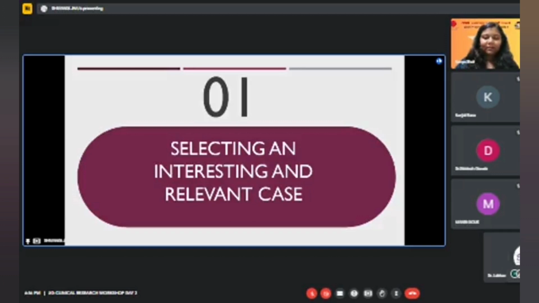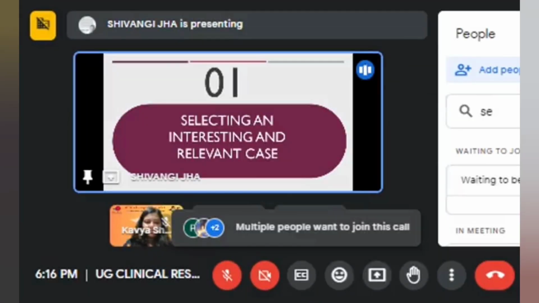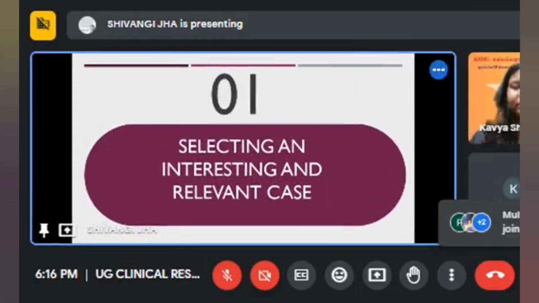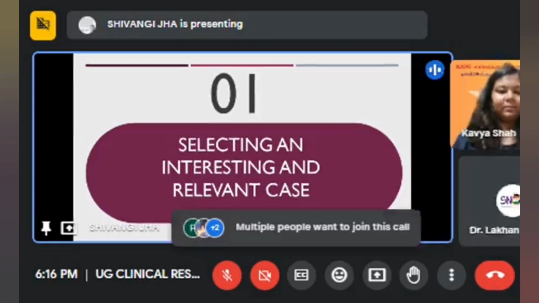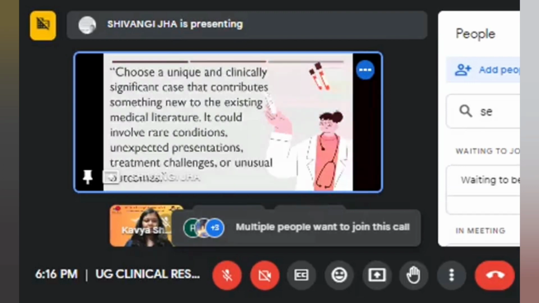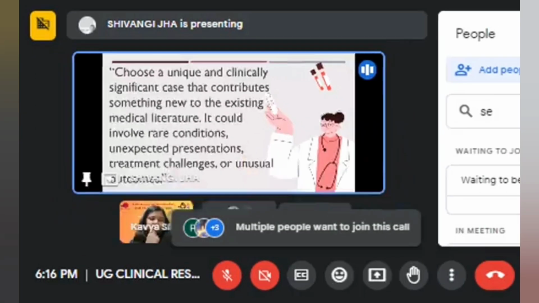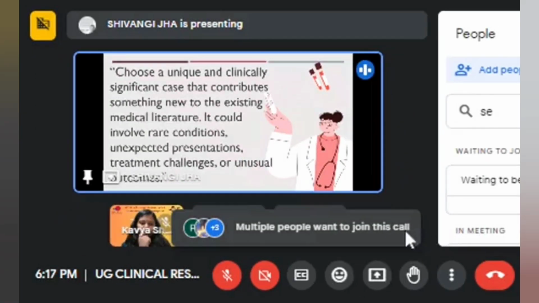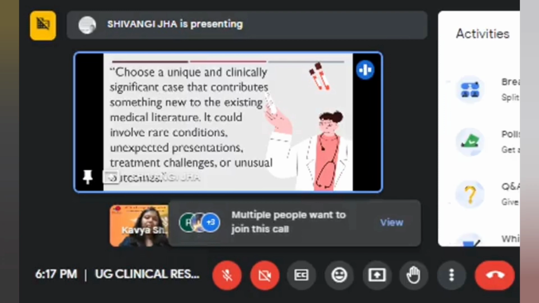So, the key for case reports is to select an interesting case and a relevant case at the same time. This is where most of the students make mistakes. So, this is the main thing you should keep in mind. Followed by that, choose a unique and clinically significant case that contributes something new to the existing medical literature. If you are going to take a case which is already there, with all the information available, it is not going to get published. It could involve a rare condition, unexpected presentations, treatment challenges, or even unusual outcomes.